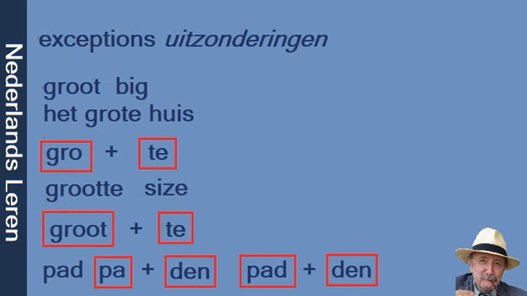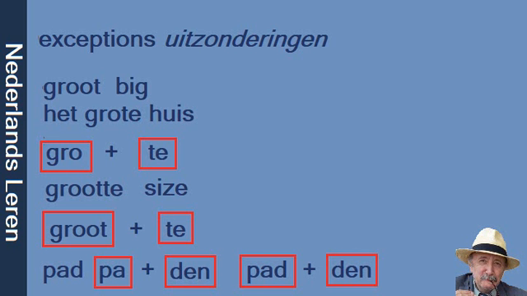Exceptions, uitzonderingen. We have the adjective groot, meaning big. Het grote huis. It's spelled as gro plus te. And again, it's an open syllable, so the O is written once, but it's pronounced long. If we talk about the size, then we spell it as follows: groot plus te. De grote, de grote. Both sound the same, but are written differently.